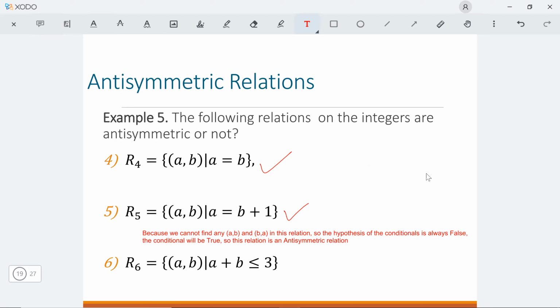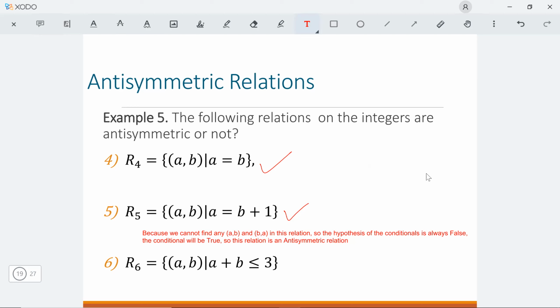The last one, R6, is A plus B smaller than or equal to 3. Now think about whether there is an example of (A, B) in R6 and also (B, A) in R6. Actually we have a lot of examples. For example, we can have A equals 1, B equals 1, which is in this relation. If we change the order, it's still (1, 1), still in this relation, and the values of A and B are equal to each other.